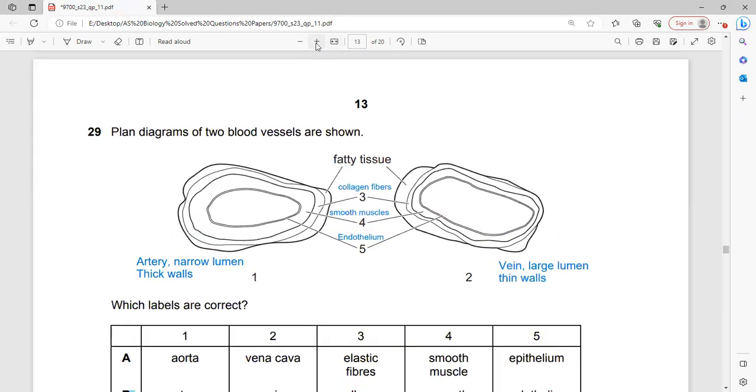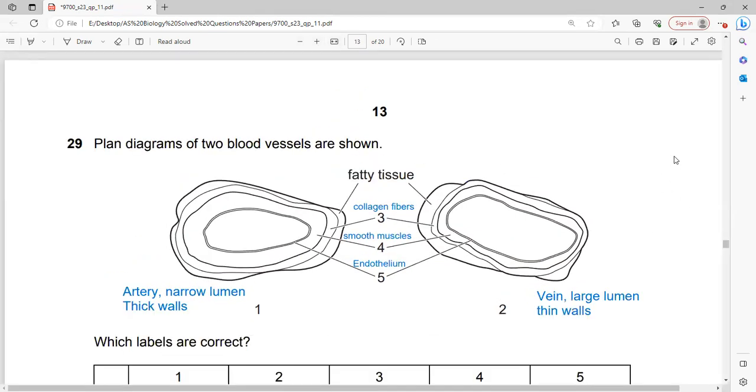Now, question number 29: the diagram of two blood vessels is shown there. Number one is the artery. Why? Because it has a narrow lumen and comparatively thick walls. What about the second one? It contains a large lumen with a thin wall, and that is the vein.